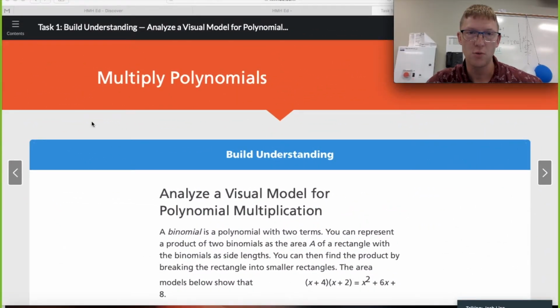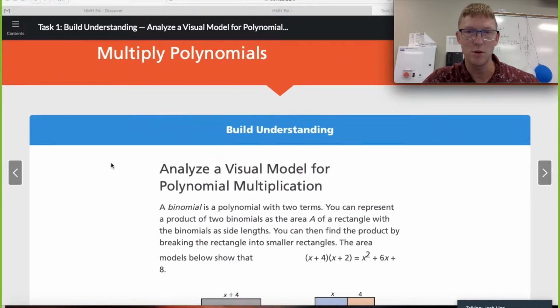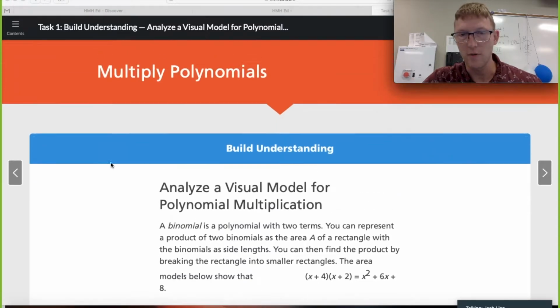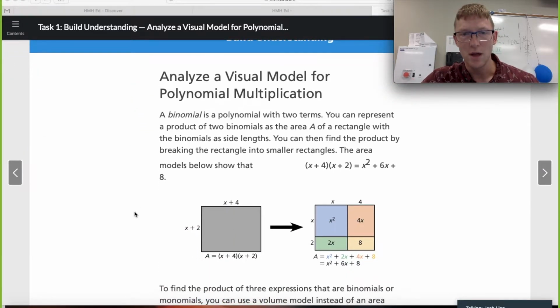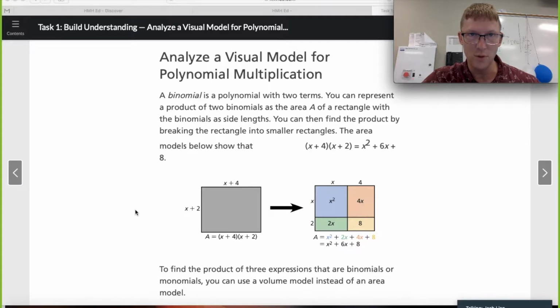So before we get too far in the weeds, one of the main uses of the idea of a product of two binomials is in the idea of area or even volume. And so it's actually a really good way to visualize it. So first of all, we got another vocabulary word. A binomial is a polynomial with two terms, and you can represent a polynomial as a product of two binomials. So that's going to make more sense in a little bit.